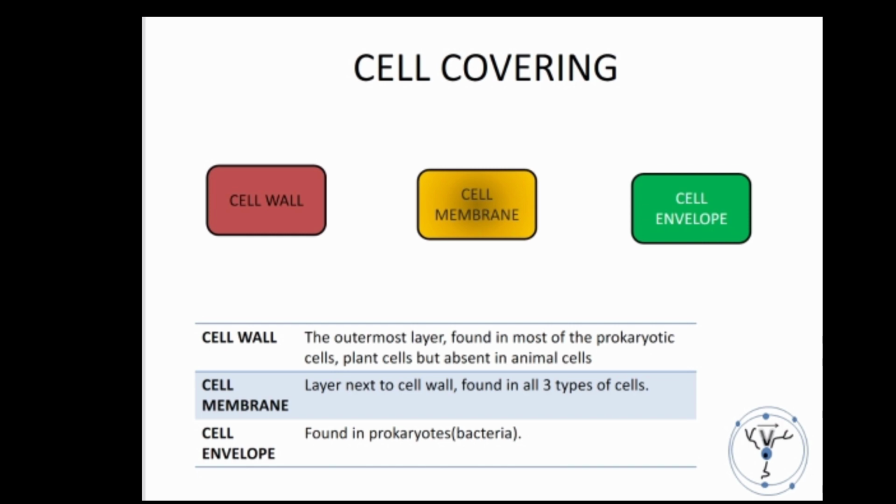The third kind of cell covering is known as cell envelope. It is found in prokaryotic cells. It consists of cell wall, cell membrane along with some additional layers like slime layer. Many a times the word capsule is also used to denote the presence of cell envelope. Now let us move on and discuss each and every kind of cell covering in detail.